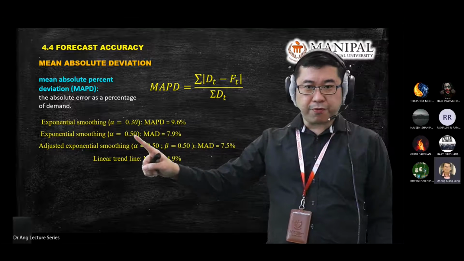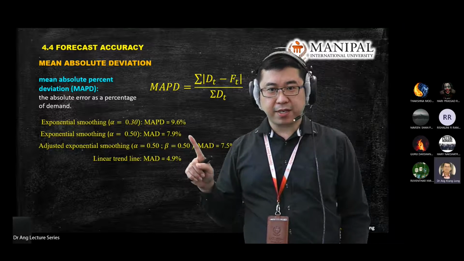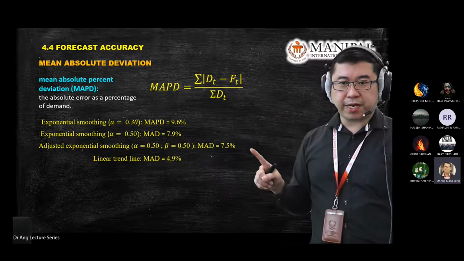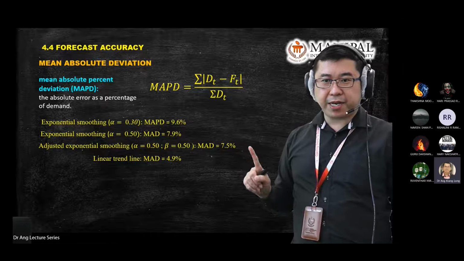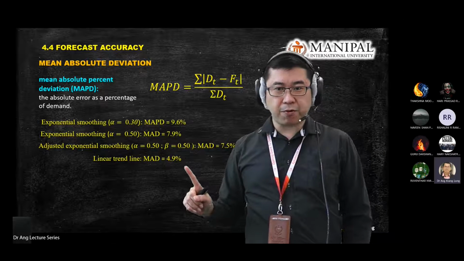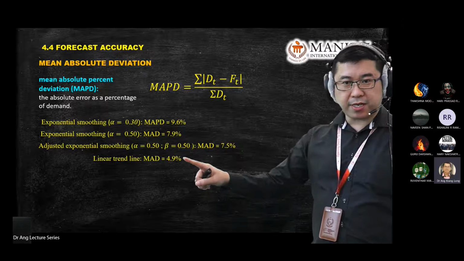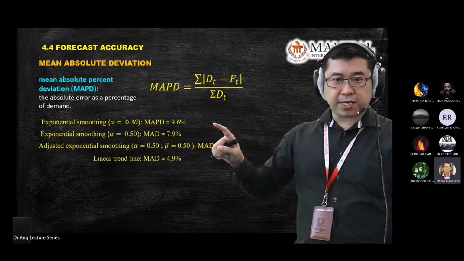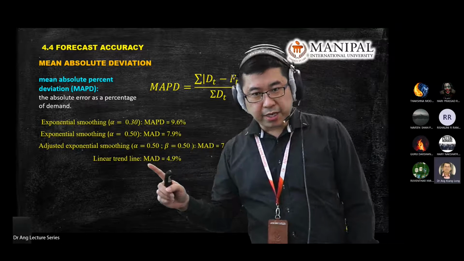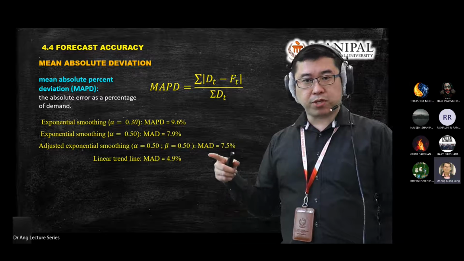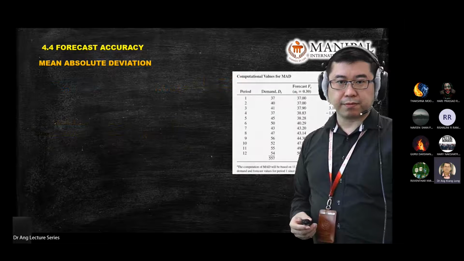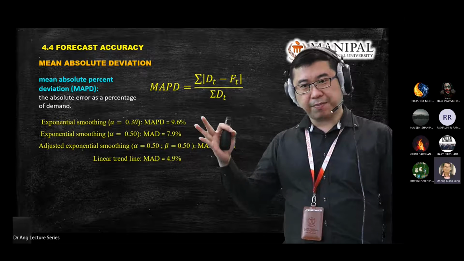So for 0.5, MAPD is 7.9%. For adjusted exponential, again a typo error, MAPD is 7.5%. Linear trend, MAPD becomes 4.9%. So you can see here it drops from 9.6 to 4.9%. In here, we can say that the linear trend line gives you the most accurate result compared to the other methods. Any question on the meanings of MAPD?